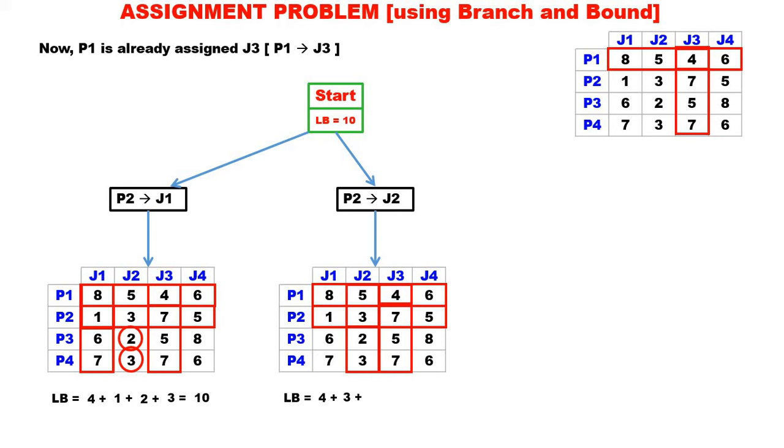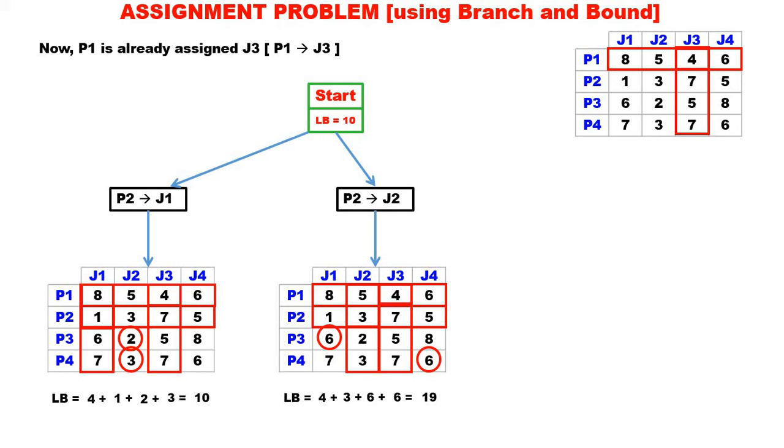In the third row, among the remaining values 6 and 8, which is the minimum? 6, add it here. In the fourth row, among the remaining values 7 and 6, which is the minimum? 6, add it here. So what is the value that you get? 19. You get 19. Next, carefully see here. Can you assign P2 to J3? No, you cannot assign P2 to J3 because P1 is already assigned to J3.